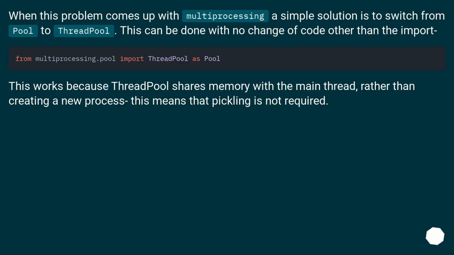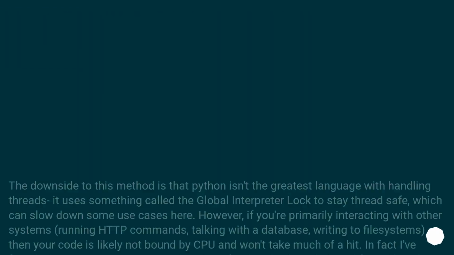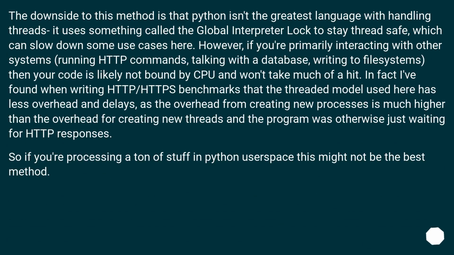When this problem comes up with multiprocessing, a simple solution is to switch from Pool to ThreadPool. This can be done with no change of code other than the import. This works because ThreadPool shares memory with the main thread. Rather than creating a new process, this means that pickling is not required. The downside to this method is that Python isn't the greatest language with handling threads. It uses something called the global interpreter lock to stay thread safe, which can slow down some use cases here.